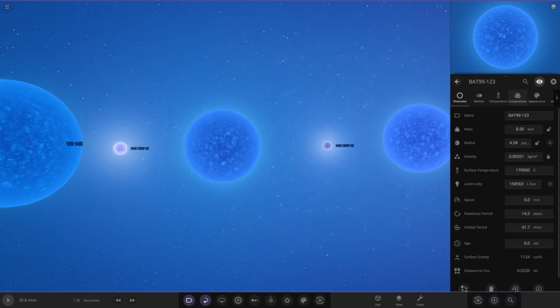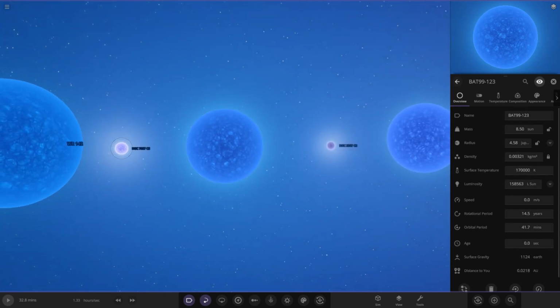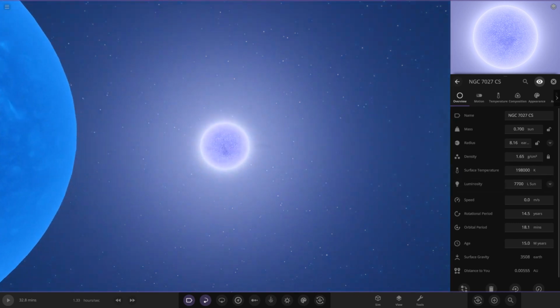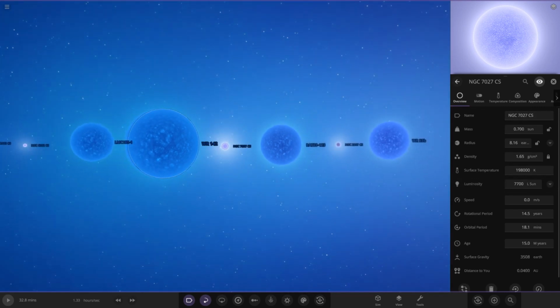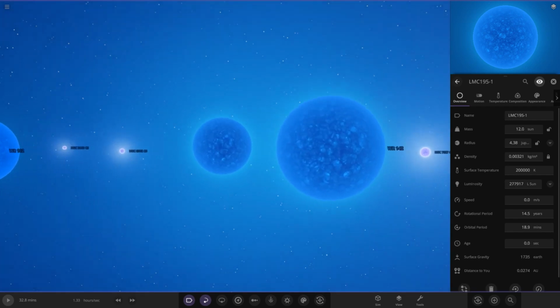Okay, next up we got another Bat 99123. 170,000 now. Oh, wow. Surface temperature 198,000 on this one, NGC. So yeah, it's another name I've seen before for the NGCs. WR142. So that's 200. We're at 200,000 Kelvin now. Oh, very, very hot. He's given them a custom color. So another 200,000.